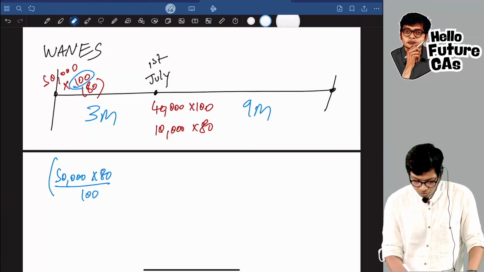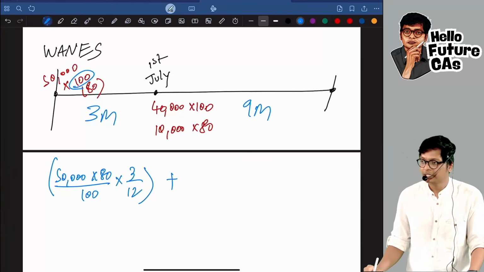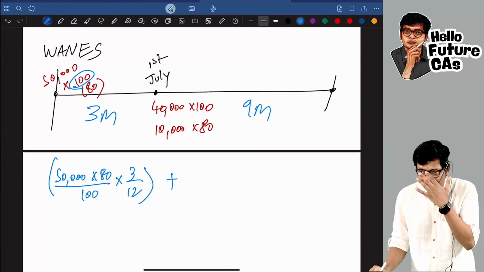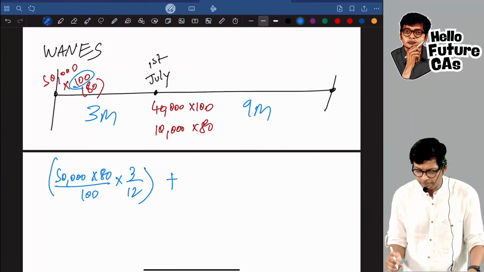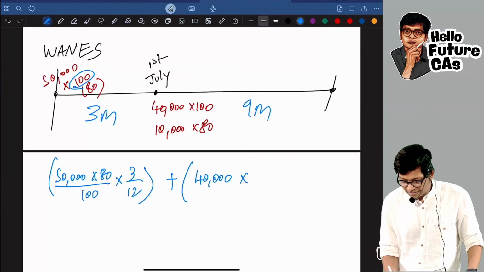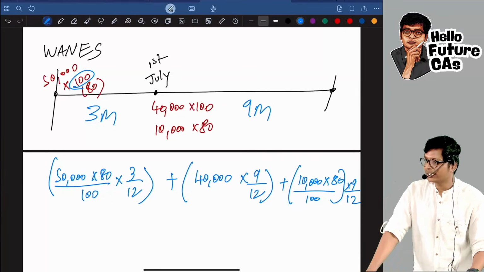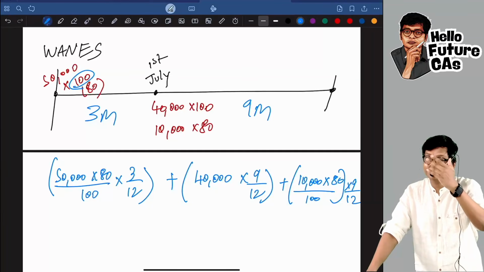Yeah. Into how many months? 3 by 12 for veins. Plus the remaining 9 months, I have to do two things common, because first for 40,000 straight away into 9 by 12, and for the remaining 10,000 I have to again convert into 80 by 100 into 9 by 12. Are you following, guys? This and all we saw in the previous discussion itself, guys.